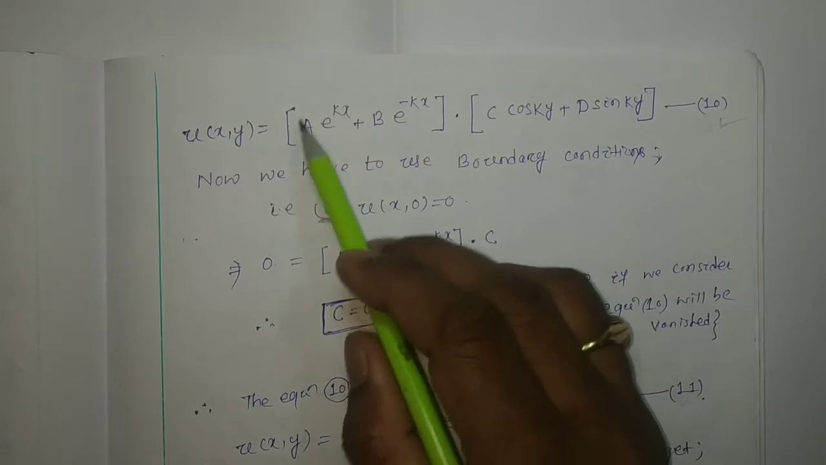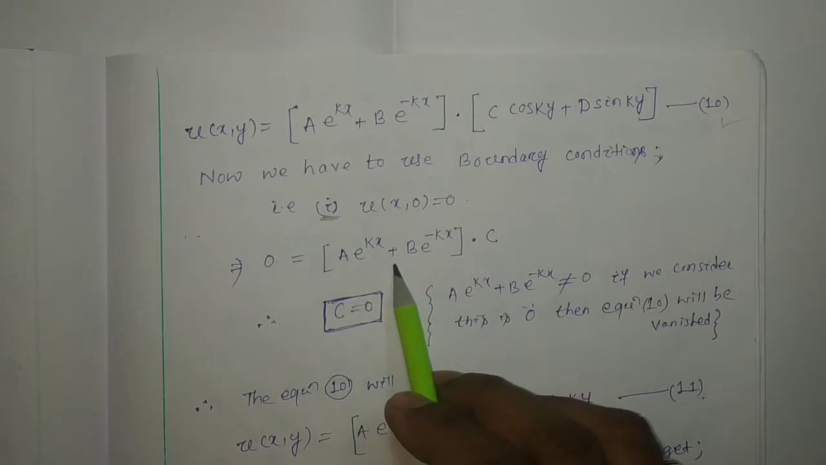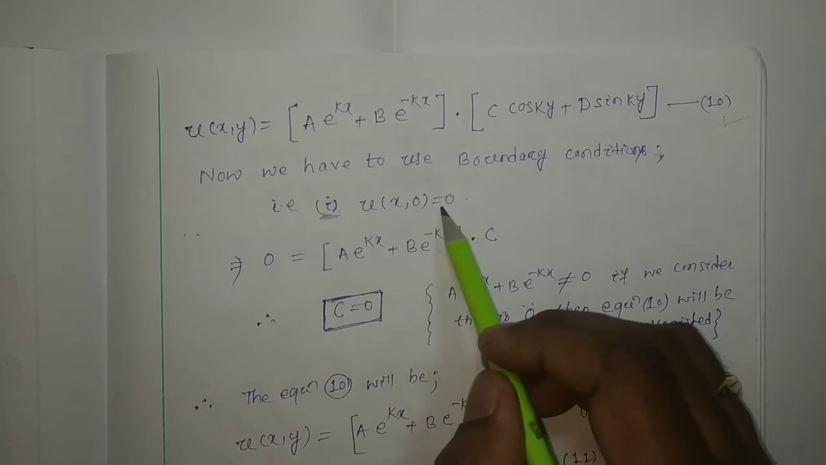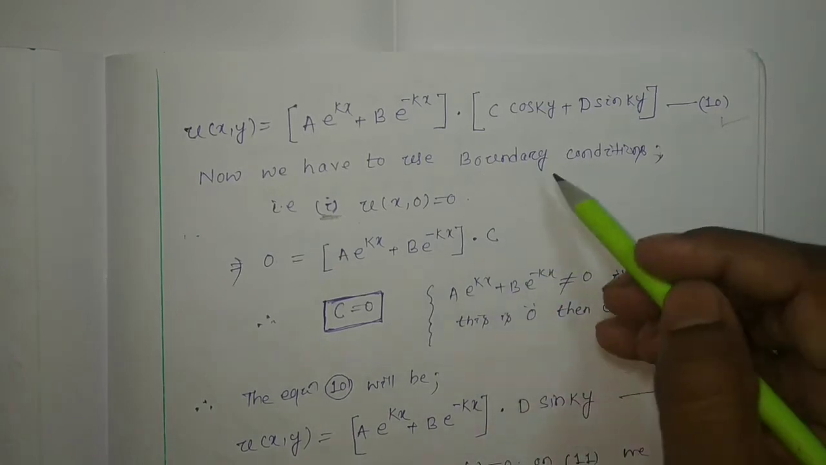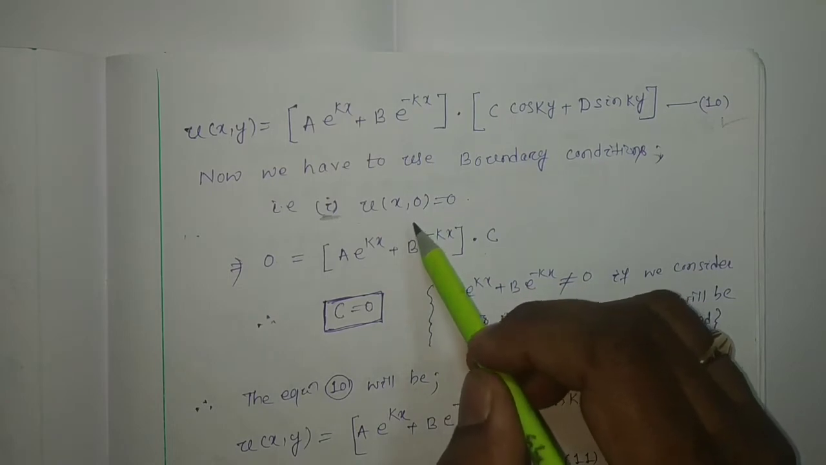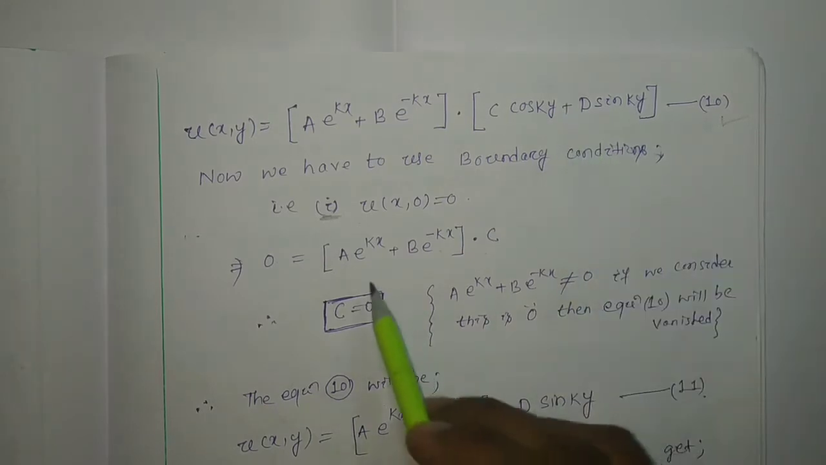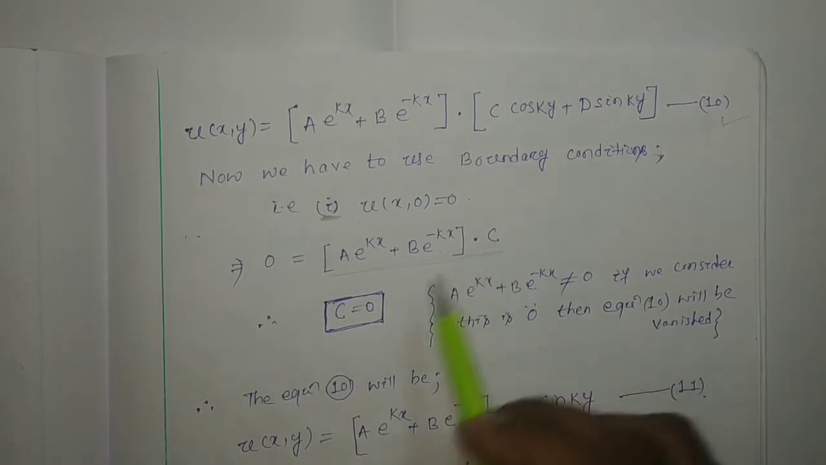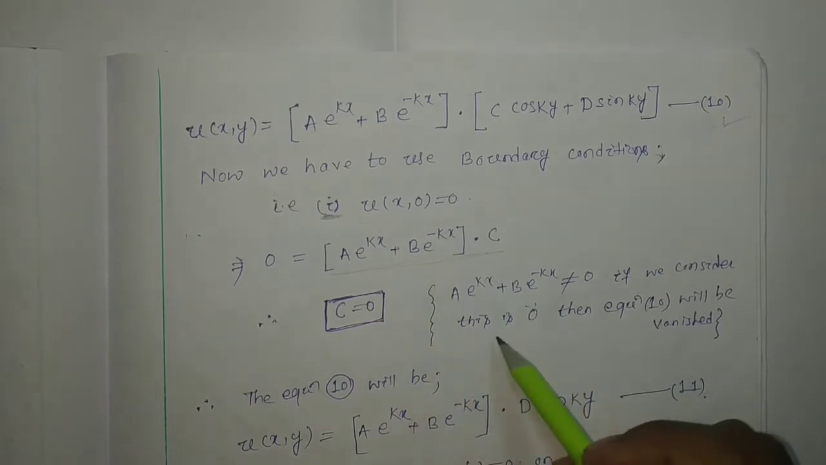So this will be kept constant, and we are going to consider C equal to 0. See, by considering the boundary condition, we found 0 equal to this into this. So as we intend to find out the constant, and by considering the first boundary condition we changed the y, from this equation we have to consider C equal to 0, not A e^(kx) + B e^(-kx). You got my point?